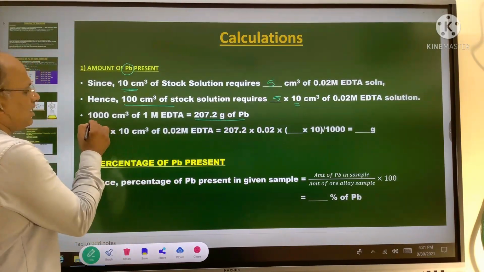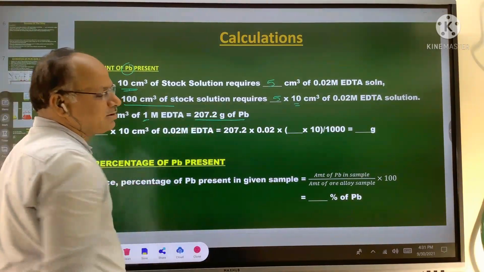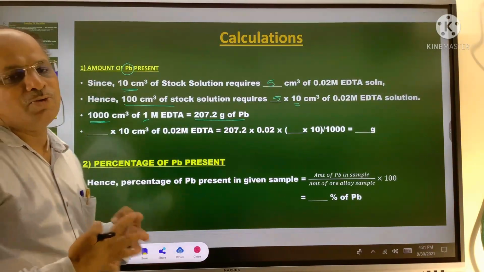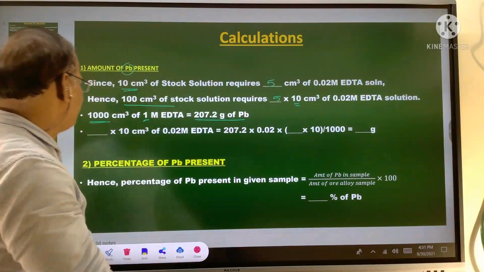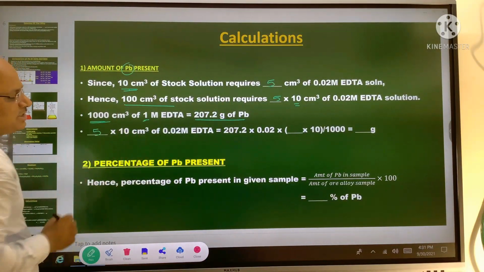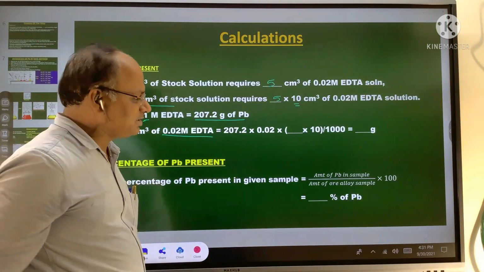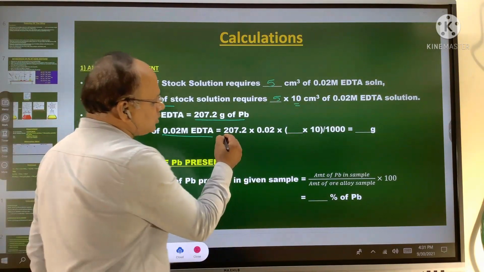Here I took the 1 molar EDTA solution, so that much in grams of lead forms the complex. So here, 5 into 10 cubic centimeter of 0.02 molar EDTA. How much amount of lead is present?